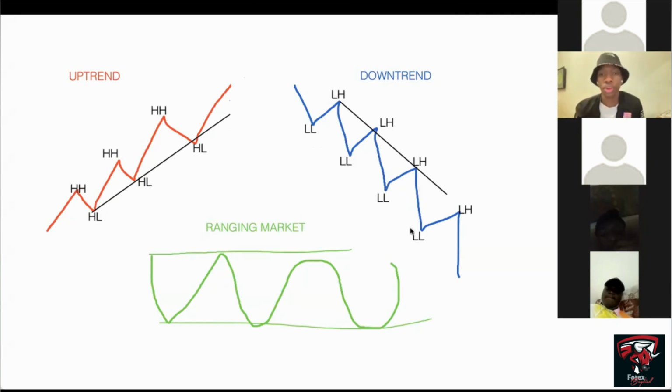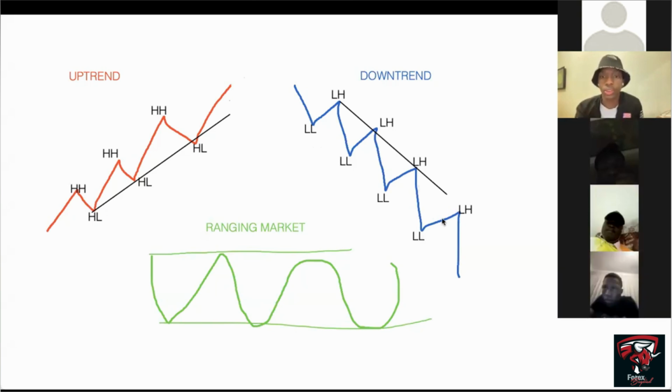So guys, remember, as I said, every single retracement is an entry point. So as you can see, the market would retrace, create a lower high, and then shoot back down again, right?